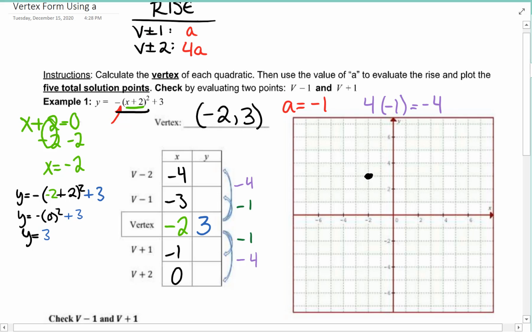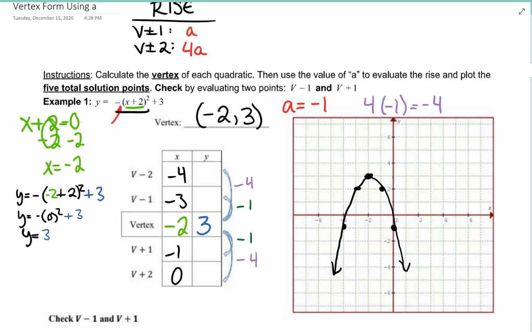1 unit away from the vertex, we will rise negative 1, so we will go down 1. Go back to the vertex. 1 unit away from the vertex, we will rise negative 1. That's where my next point is. Go back to the vertex. 2 units away from the vertex, we will rise negative 4. 1, 2, 3, 4. Go back to the vertex. 2 units away from the vertex, we will rise negative 4.